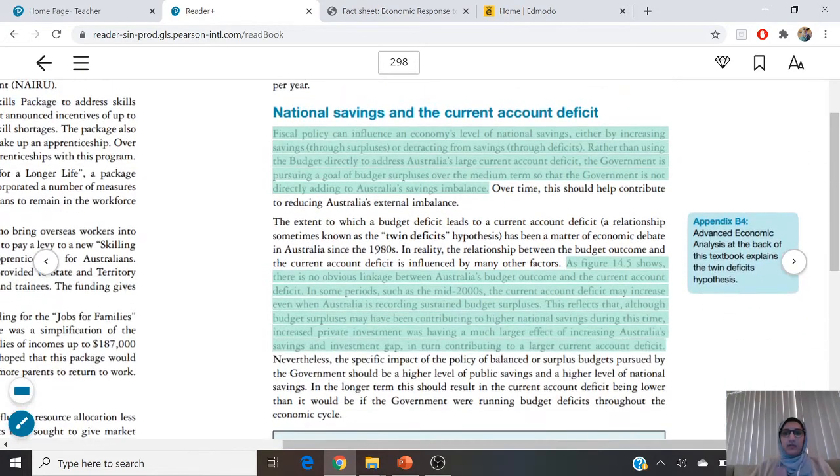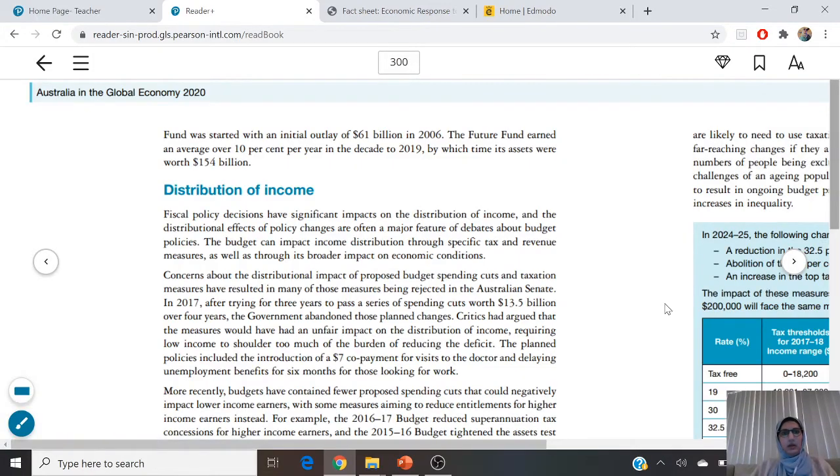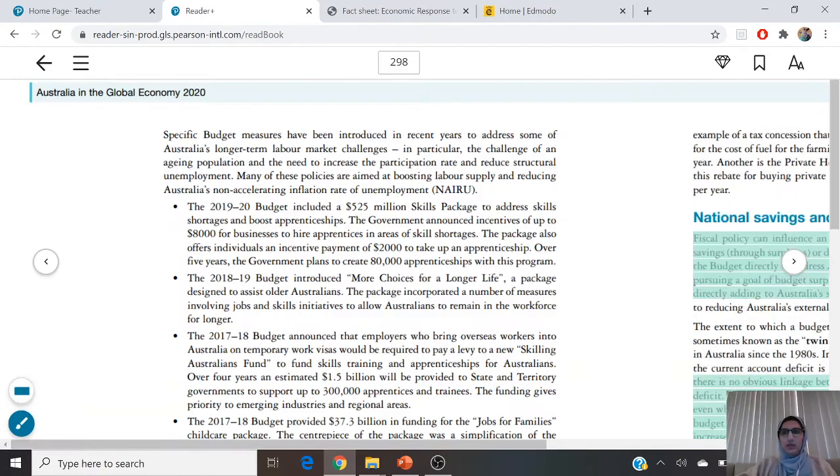I'm going to try and make this as short as possible. Let me just see what else I have. Okay, I just have one more main dot point after this.